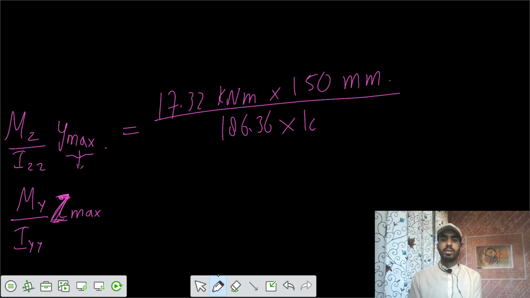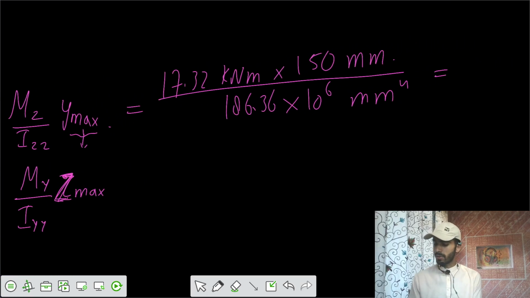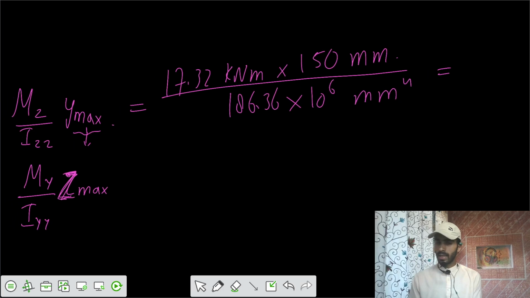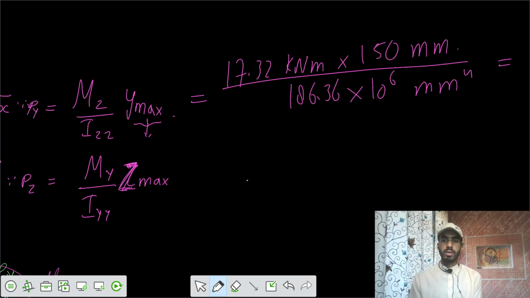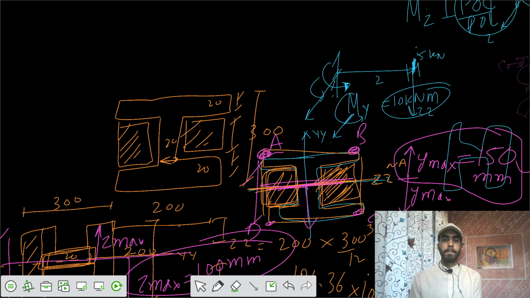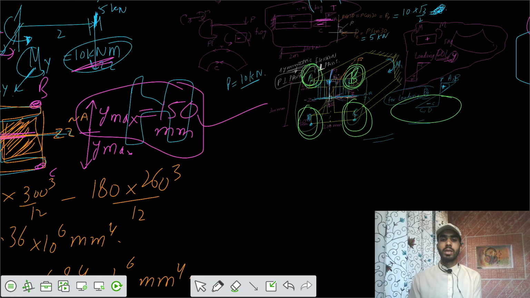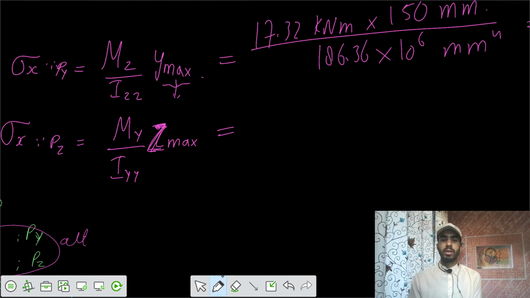186.36 × 10^6 mm^4, and you got a value of stress sigma x. Let's keep it as it is. Similarly for the moment in the y direction, the value of moment y is 10 kilonewton meter. So we write 10 kilonewton meter into Zmax.